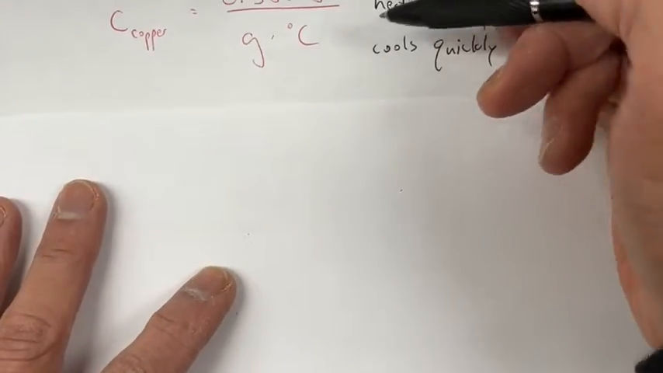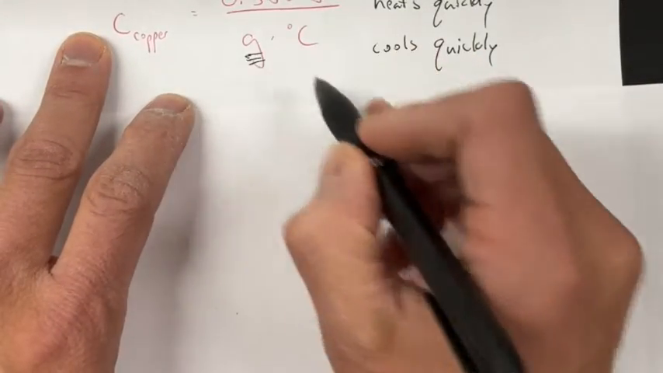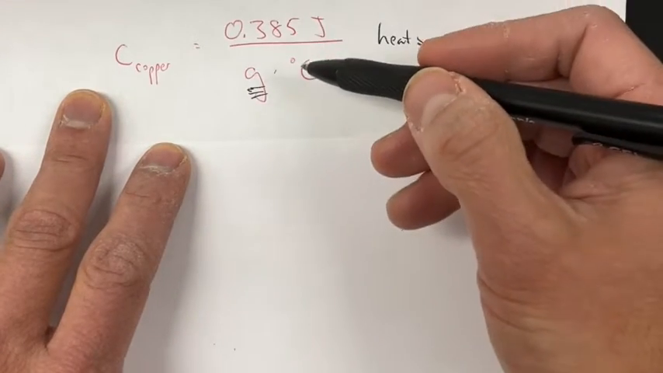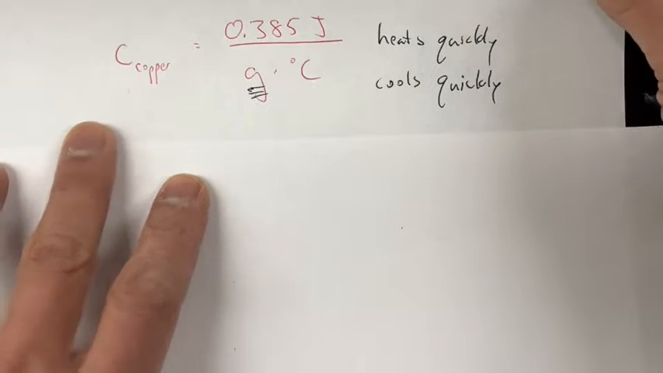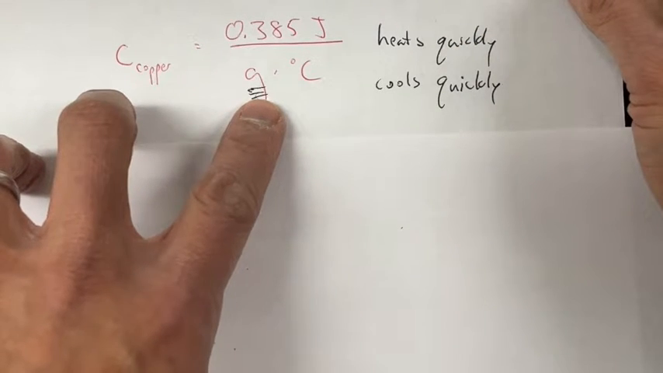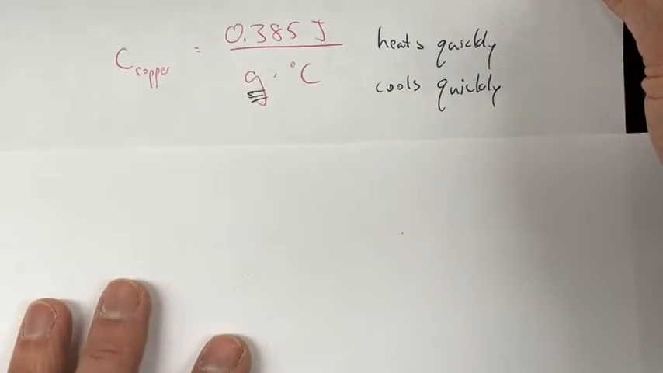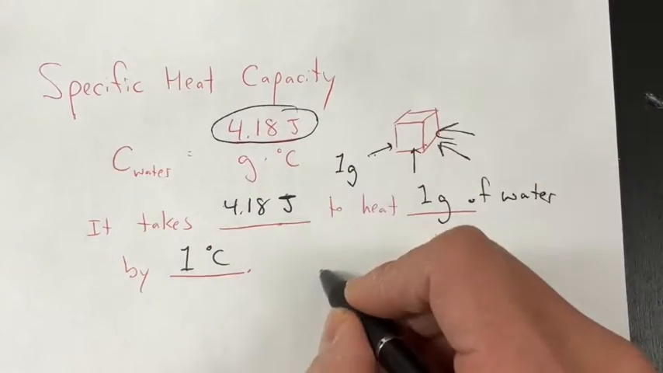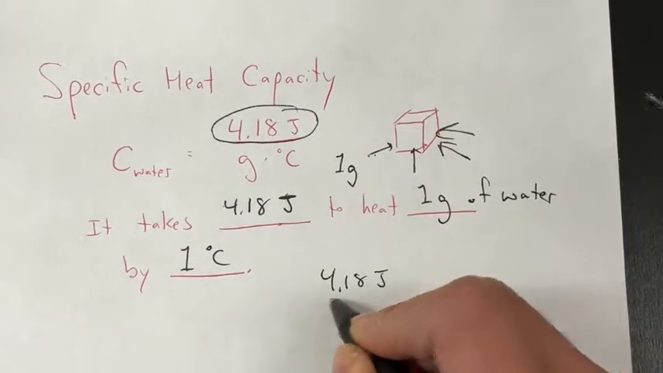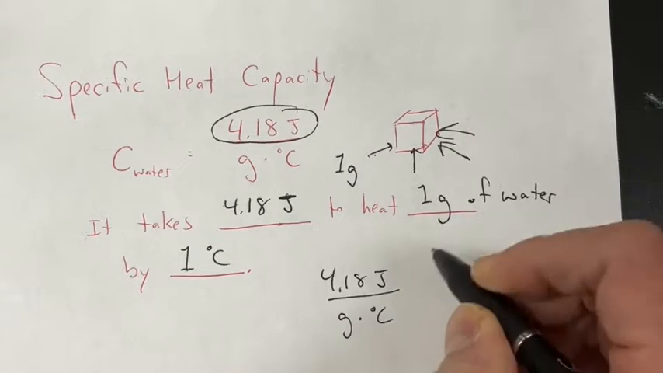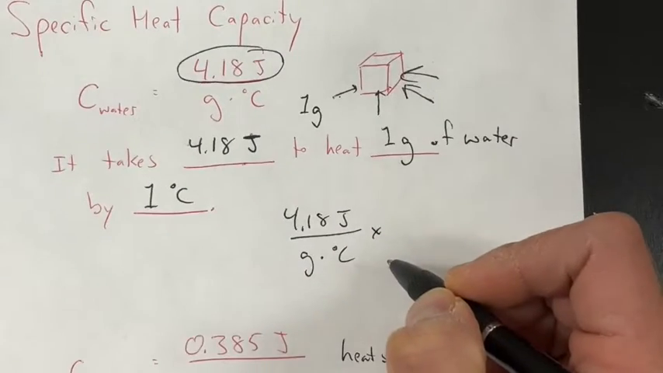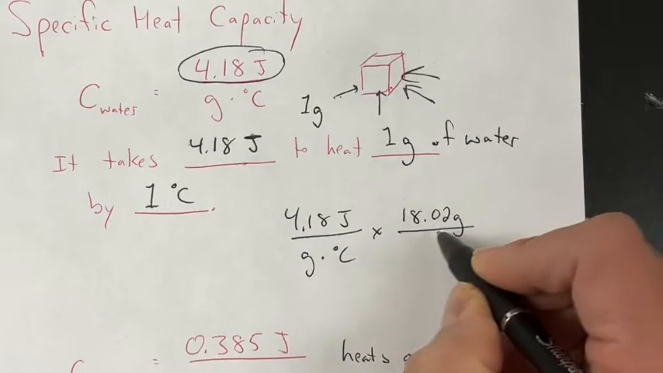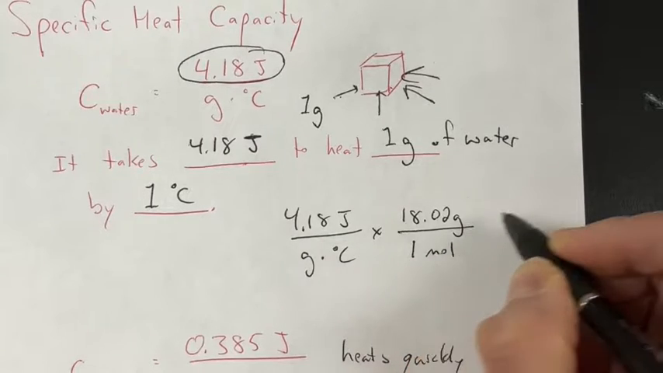molar heat capacity? So sometimes we use grams down here, and sometimes we use moles. And molar heat capacity is pretty much the same thing as specific heat capacity, except you're using moles down here. So for water, if I take this amount up here, 4.18 joules per gram degree Celsius, and what if I had 1 mole of water? Well, remember, in water there's 18.02 grams in 1 mole, okay?